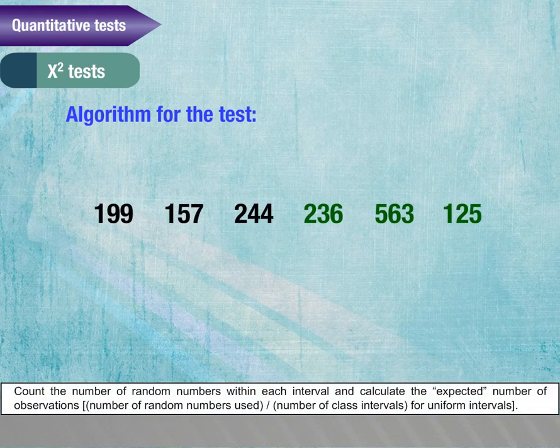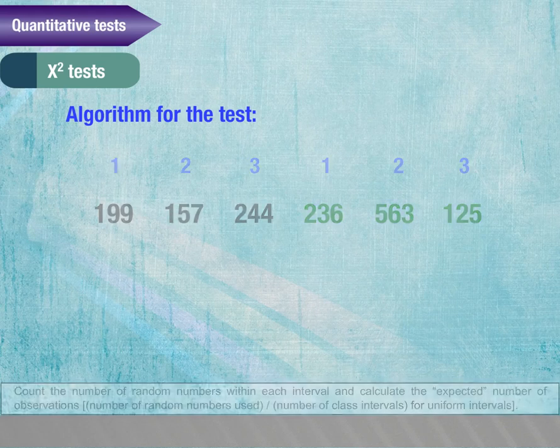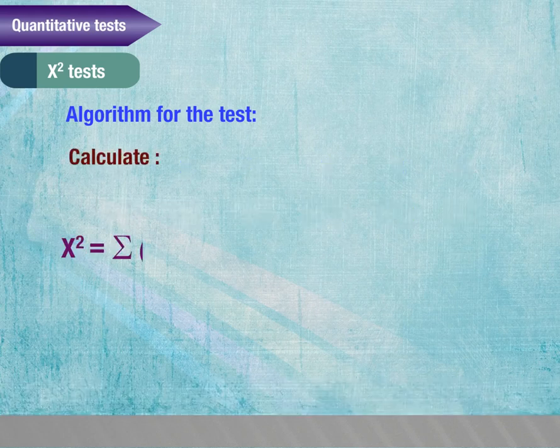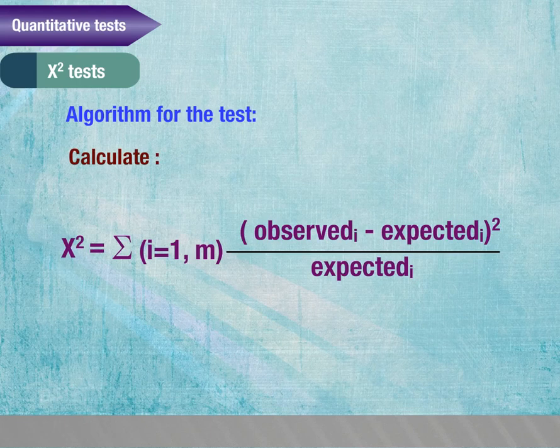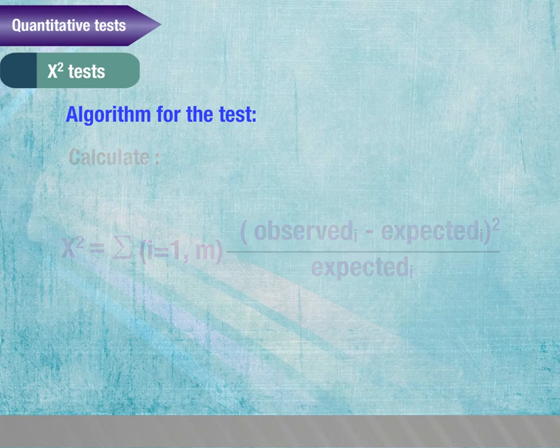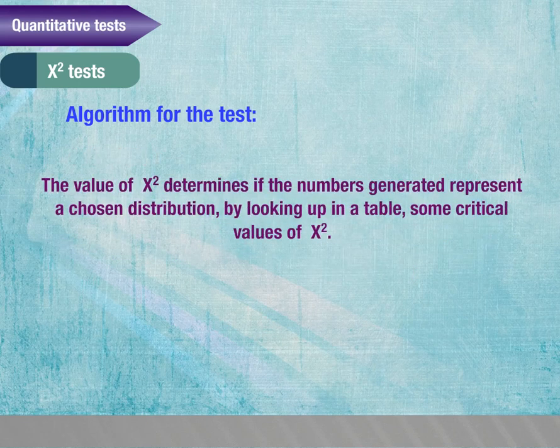Count the number of random numbers within each interval and calculate the expected number of observations, that is, the number of random numbers used divided by the number of class intervals for uniform intervals. Calculate chi-square equal to the summation from i equals 1 to m of (observed i minus expected i) the whole squared divided by expected i. The value of chi-square determines if the numbers generated represent a chosen distribution by looking up in a table some critical values of chi-square.